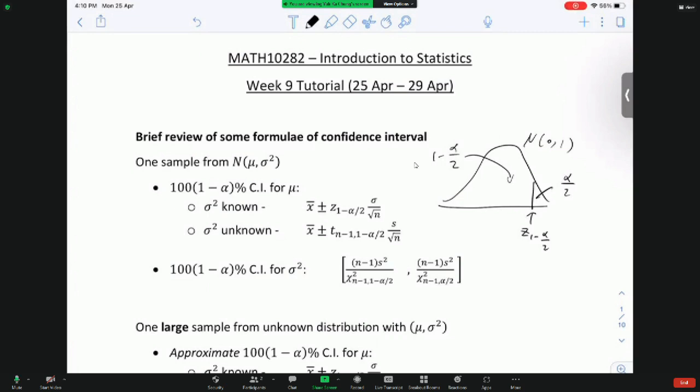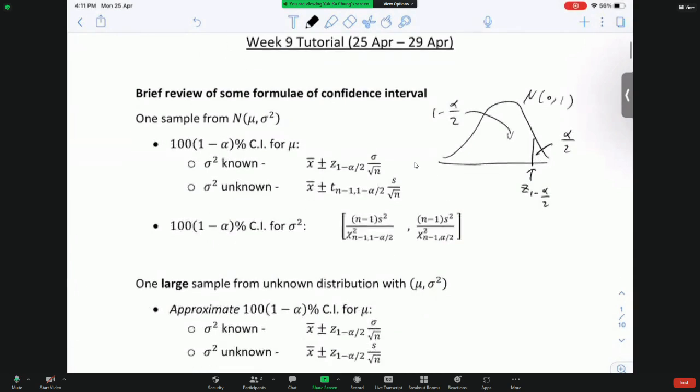Now notice that unlike the standard normal quantile, the t quantile will also need an input called the degrees of freedom, which is equal to the sample size minus 1. So I suppose you should have already seen this from the lecture notes or the lecture videos before.